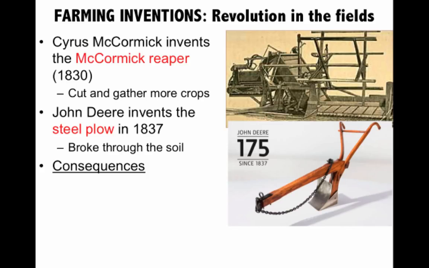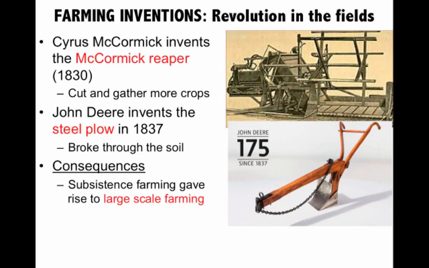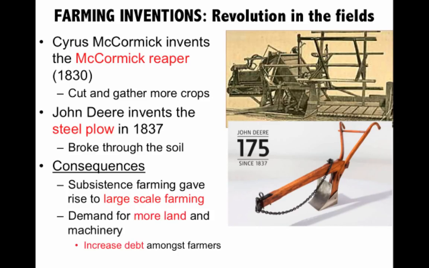And as a result, the consequence is you have this transition to large-scale farming for profit. And with that comes a demand for more land and more machinery, which increases debt amongst farmers. Yes, they're being more efficient, but you have to pay more capital in order to become one of these big farmers. And of course, for people in the West, you're going to continually want the federal government to provide you better transportation so that you can get access to new markets.